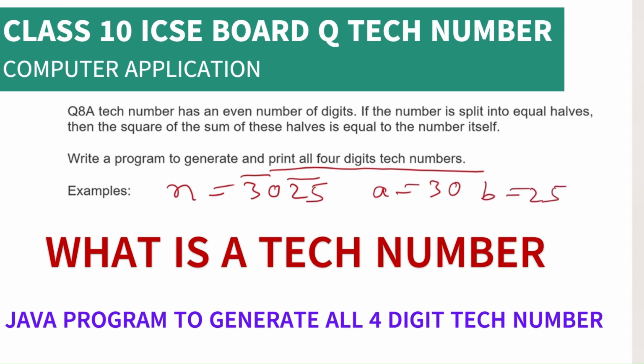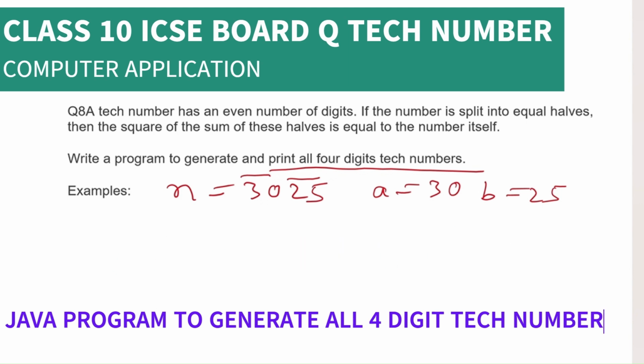Then square of sum of 2 halves. Now A plus B whole square must be equal to n. Then this is a Tek number.